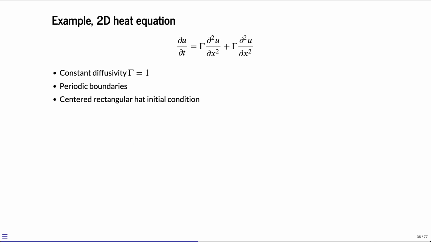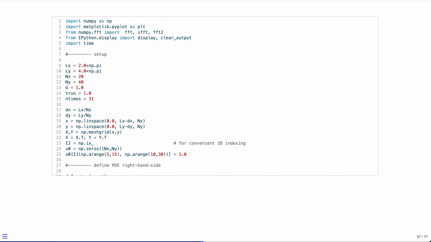Okay, so now let's do an example. Let's look at the 2D heat equation. No source term. We can add that in if you want, but let's keep it simple. We'll assume a constant diffusivity, gamma is 1. We'll use periodic boundaries, and we'll make the initial condition just a rectangular hat function. So 0 everywhere with a rectangular zone in the middle that we've made equal to 1.0, and then we'll just evolve it in time.